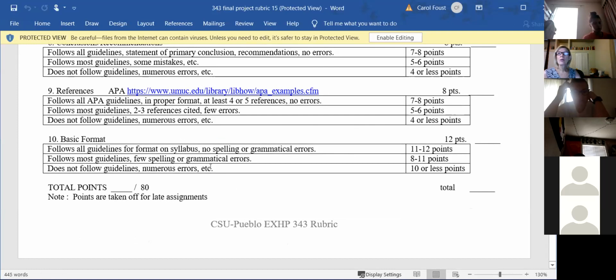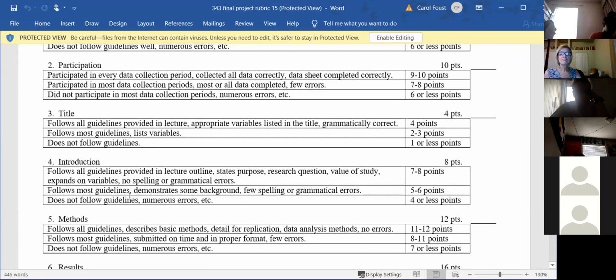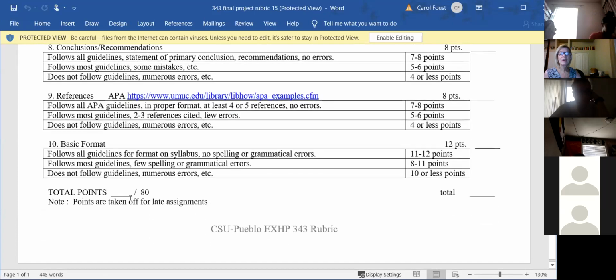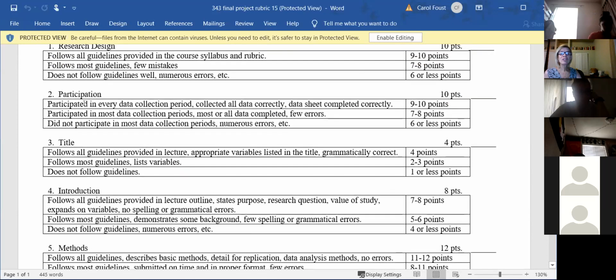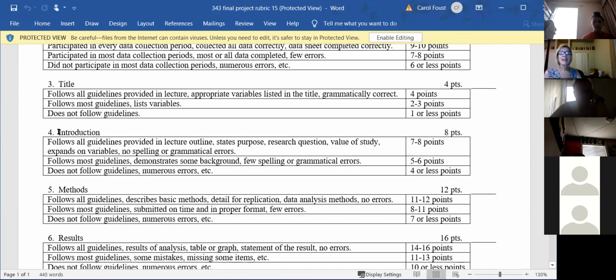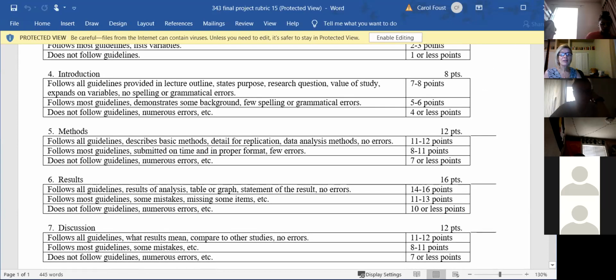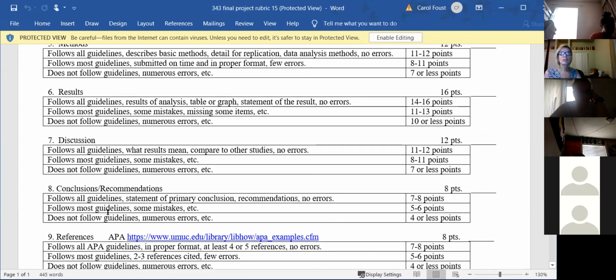And then, did you use the right format? Your format, your grammar, your writing, all of that is worth 12 points. So it's a total of 80 points for the project. This is what I'll grade it off, so you want to actually use these things. You would want to say introduction, underline it as your heading, and then do your introduction. Methods, results, discussion, conclusions, references. This is found on the 4th module under the final project.